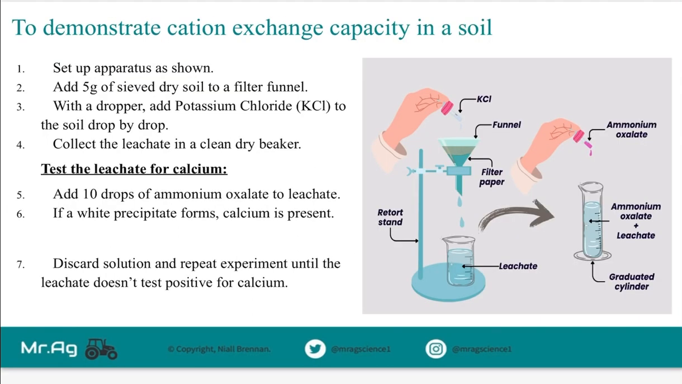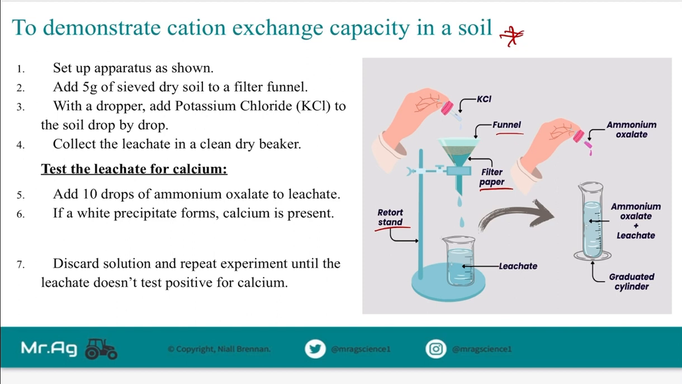Now to our experiment. Okay, so this is a common experiment that can be asked to draw a labelled diagram and explain the results or whatever. Okay, so step 1, we're going to set up our apparatus as shown. So we have our funnel, we have our filter paper, our retort stand, and we have our beaker here to collect our leachate. Add 5 grams of sieved dry soil to your filter funnel.